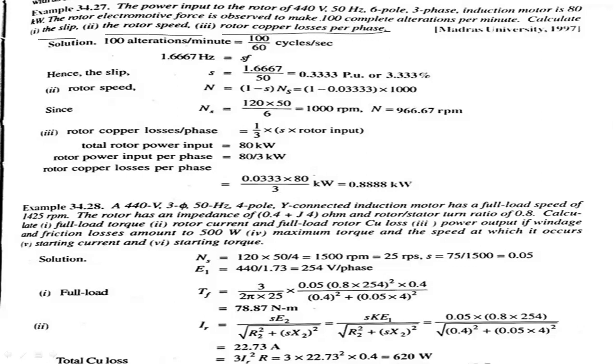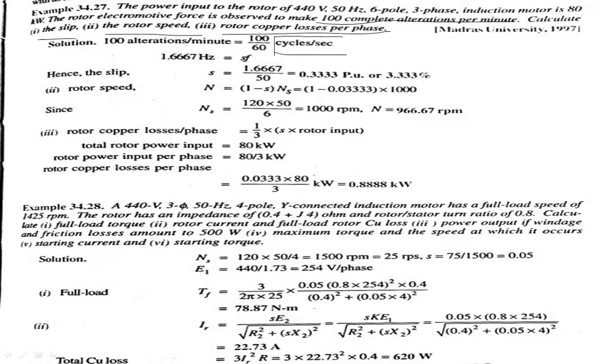Okay, so what is the speed it is making? 100 complete alternations per minute. So per minute, we divide 100 by 60 and you will get cycles per second. That is 10 by 6, which is 1.666, that is Hz, cycles per second, nothing but frequency.